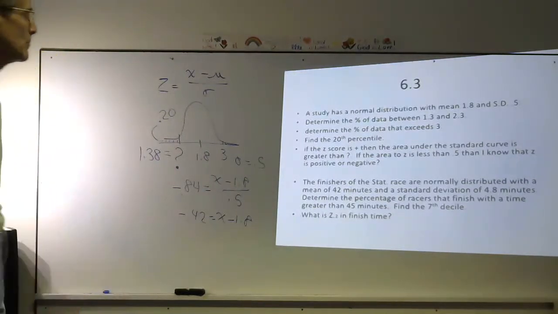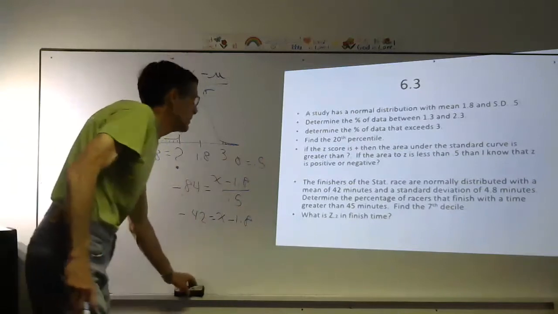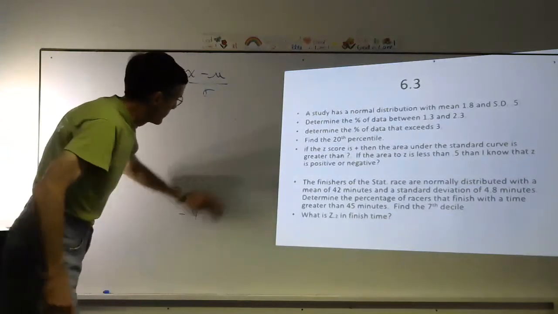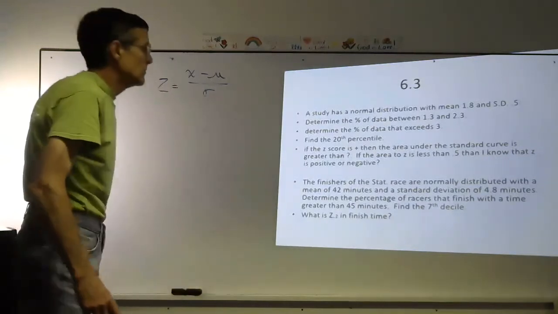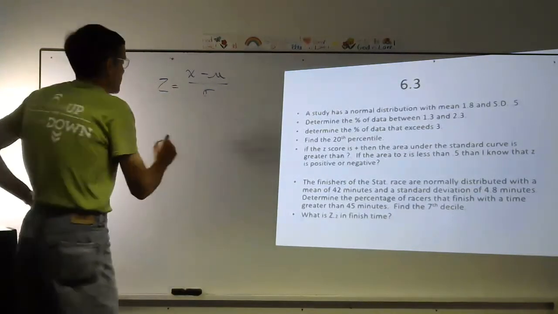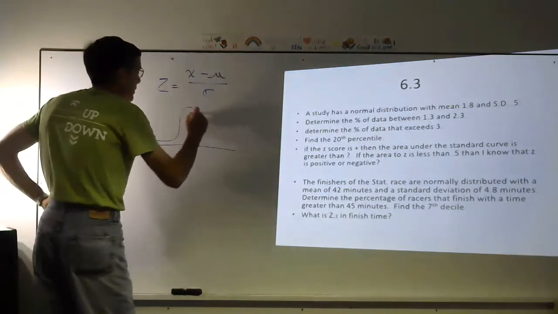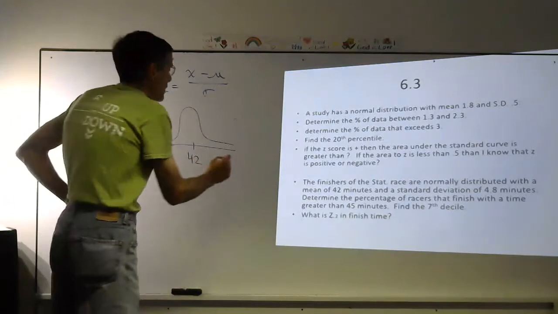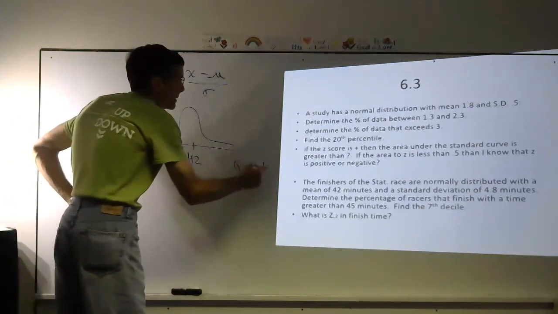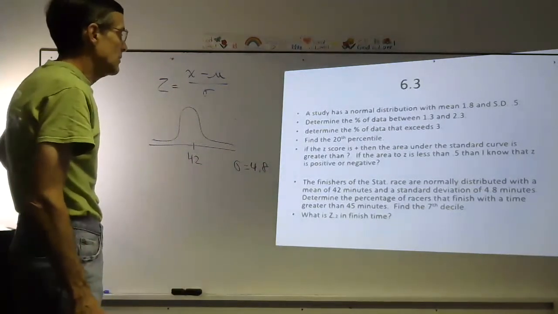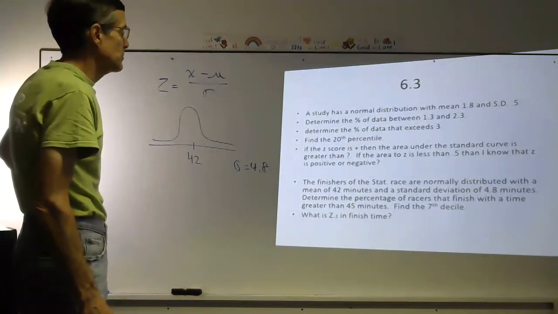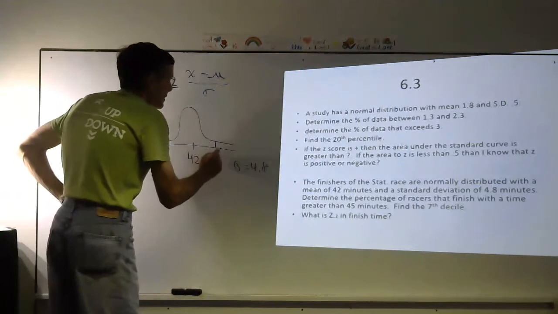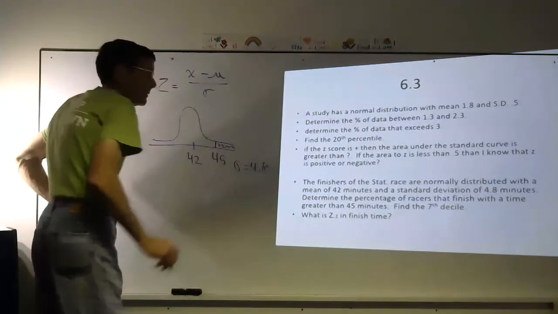Oh, we have a stat race. Normally distributed with a mean of 42. Draw a picture. 42. Standard deviation of 4.8. Determine the percentage of racers that finish with a time greater than 45. So I want up here.